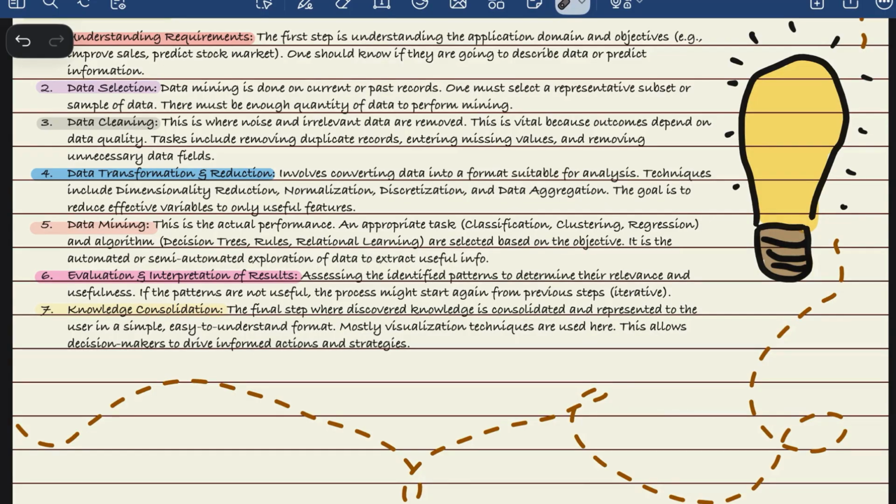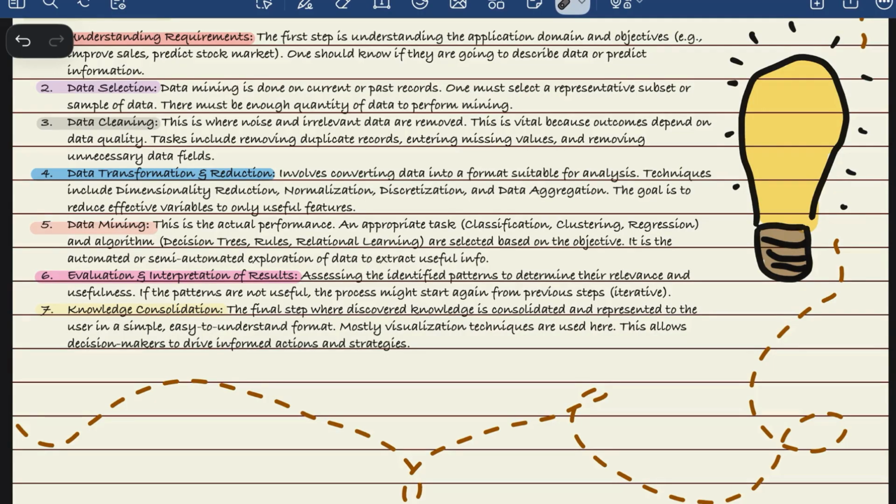So because KDD is iterative, that means you can always go back and do it again. If the result is poor, you loop back, you go back to cleaning. Maybe there was a problem in cleaning, maybe there was a problem in transformation. So you hook back to where you want to, and then you refine the setup, and then you move forward again.